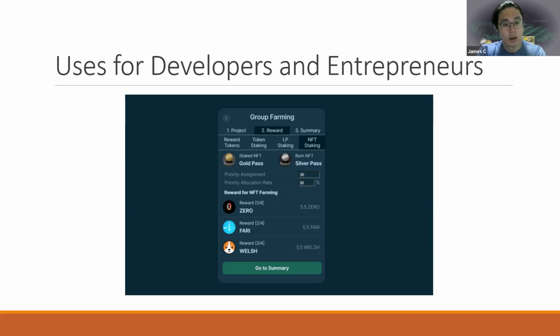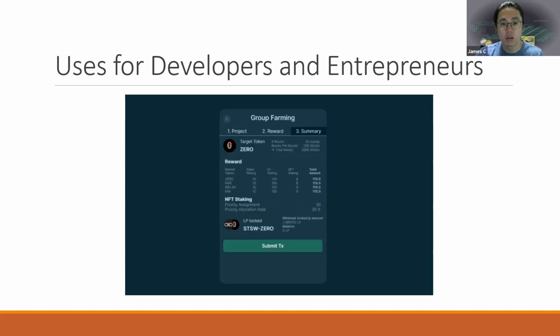So gold pass holders will get maybe a week in advance of others, and silver pass members will also do that. But the difference is that with gold pass, you just stake it and get it back, and the silver pass gets burned. As you can imagine, the Silver Pass NFT has a much higher supply. Yeah, so those are our options.